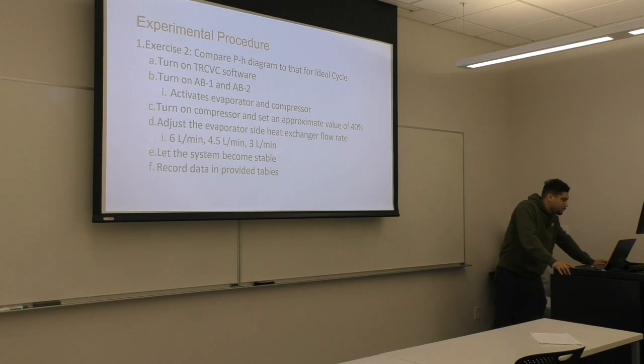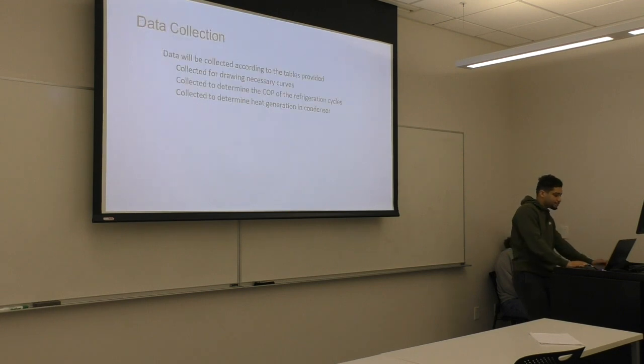For the second part, there's not much difference. We're just going to do the exact same thing, turn on both of our pumps, and activate the evaporator and compressor this time instead of just the compressor. For our compressor, we're still going to set it to an approximate value of about 40%. And for the evaporator, we're going to do 3 different flow rates: 6 liters per minute, 4.5 liters per minute, and 3 liters per minute. Let our system become steady again, and then record our data.